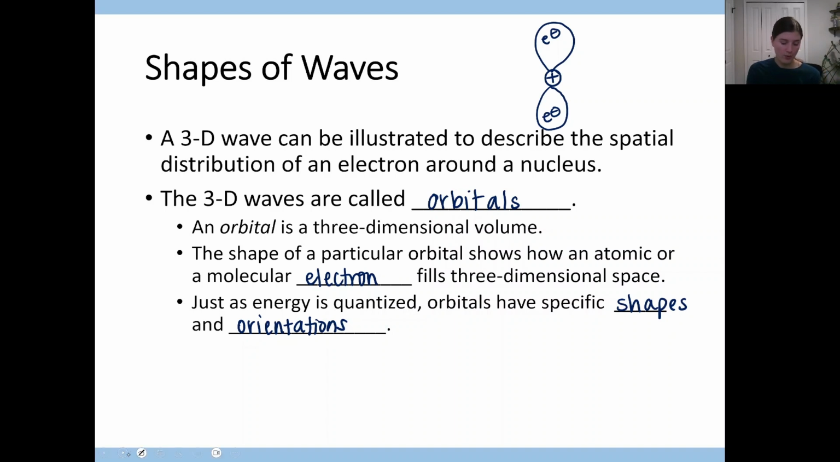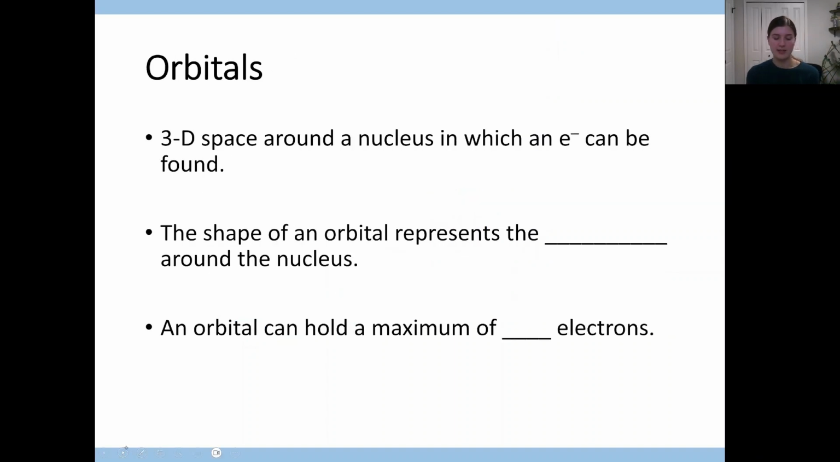A little bit more about orbitals in this next slide. Just to repeat the last slide, they are a 3D space around a nucleus where an electron can be found. The shape of an orbital represents the electron density around a nucleus, and each orbital can hold a maximum of 2 electrons.